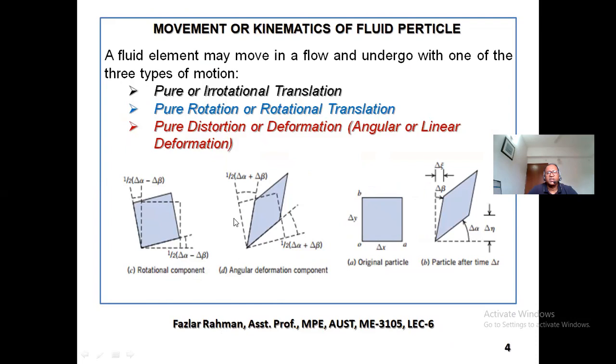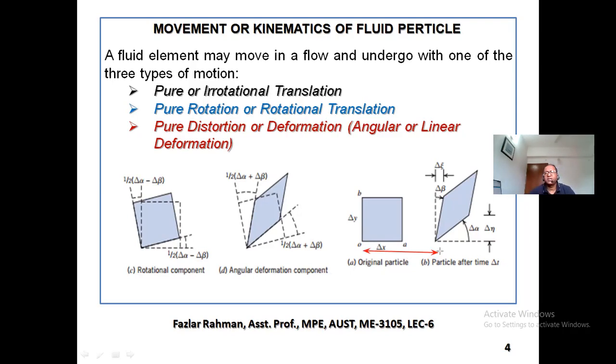And what is this one? Angular deformation. This one. And this one, if I consider a fluid element, this is the initial position. And after time del t, it might come back to this shape. That means there is an angular deformation in the fluid element. Okay. Now, you need to figure out why in some cases a fluid element traveling from this point to this point is changing shape. What is the reason?